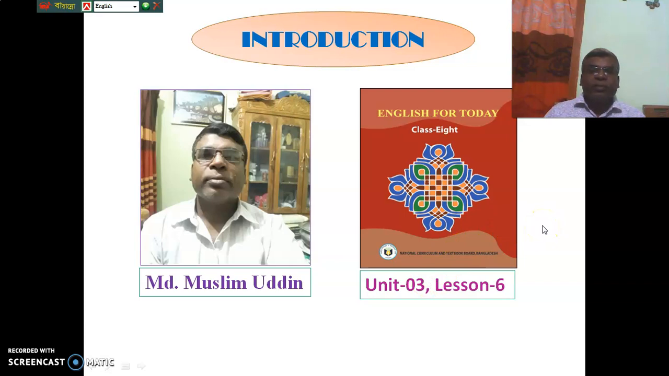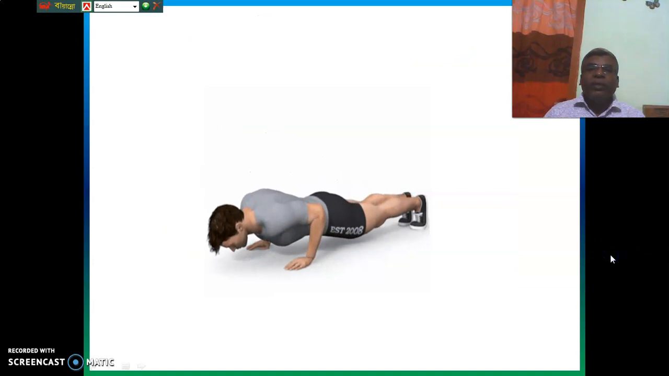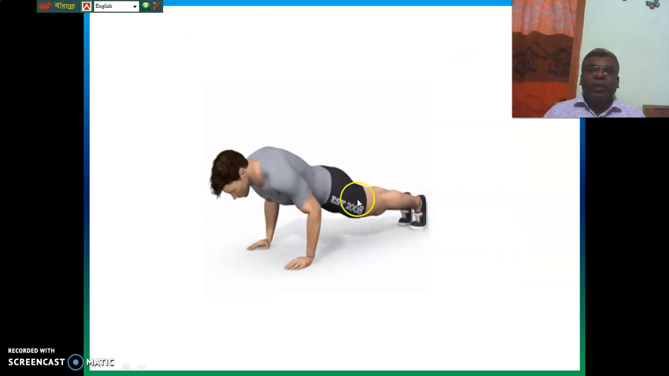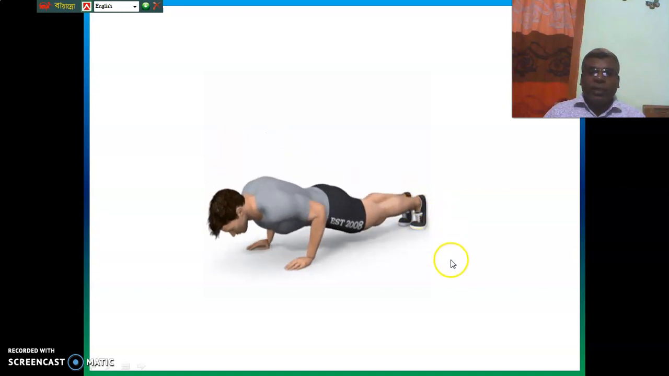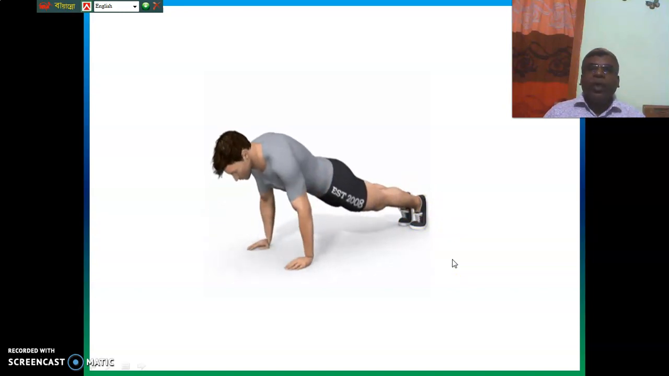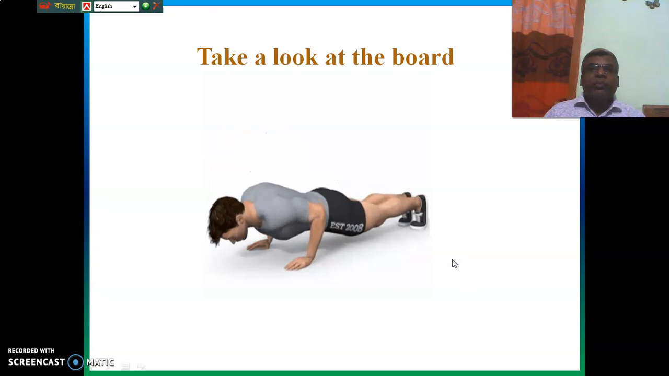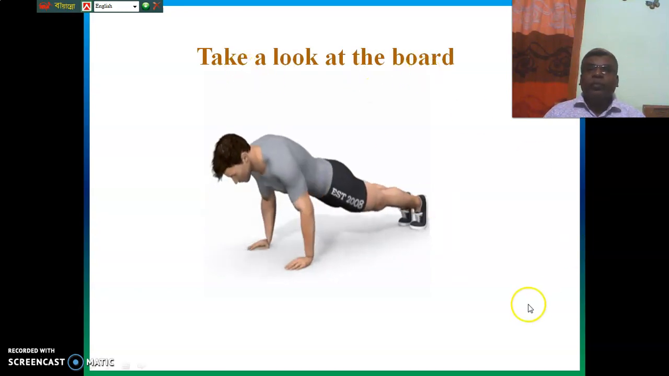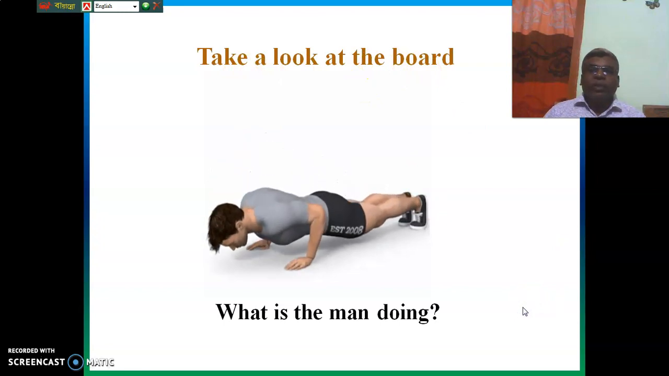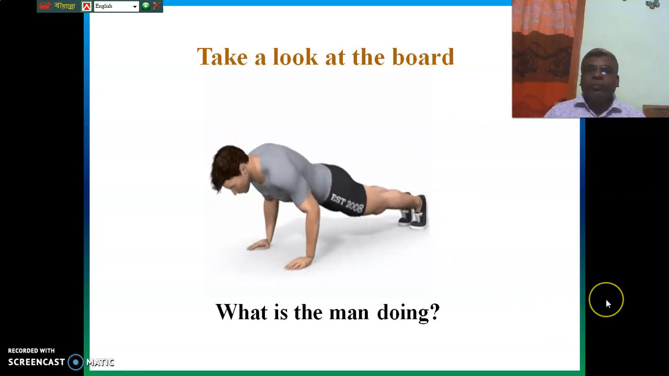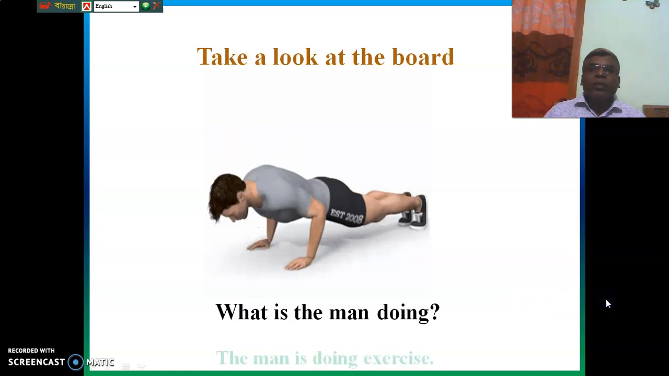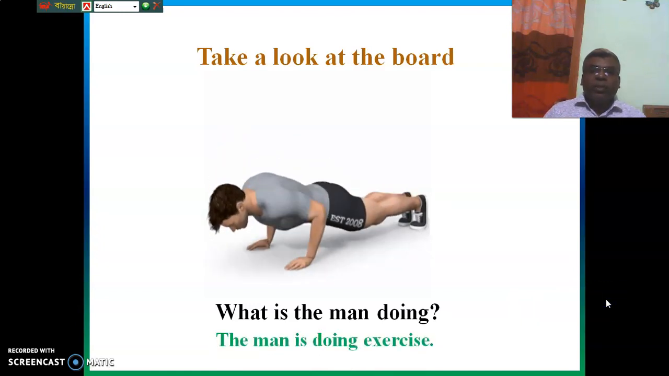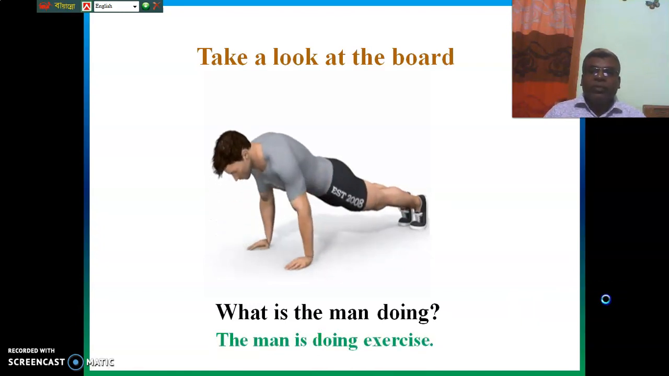Dear students, I am going to the next slide. Look at this picture. What is he doing in the picture? I hope you can give the answer. Take a look at the board. What is the man doing? I am going to the next slide. The man is doing exercise.